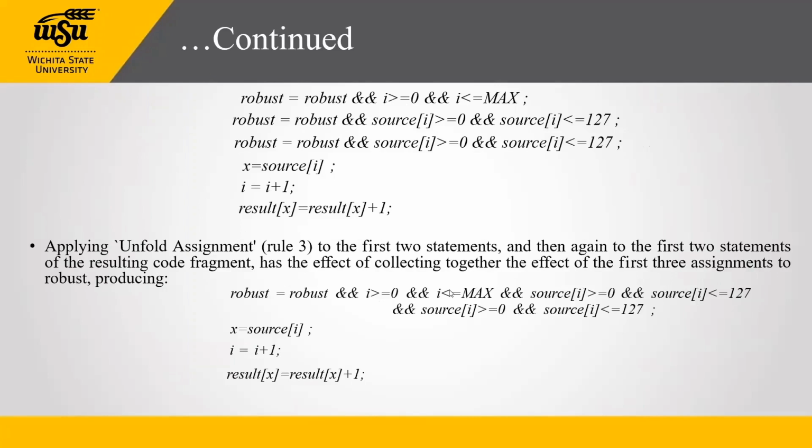So then the robust variable comes with a new expression, like robust and source of I greater than or equal to 0 and source of I less than or equal to 0. An operation occurs between the previous robust variable and the current statements. This will be assigned to the next statement: robust equal to robust and source of I greater than or equal to 0 and source of I less than or equal to 127.